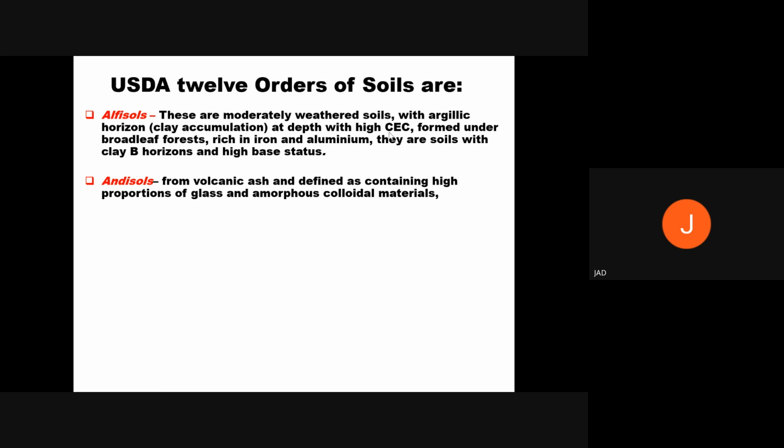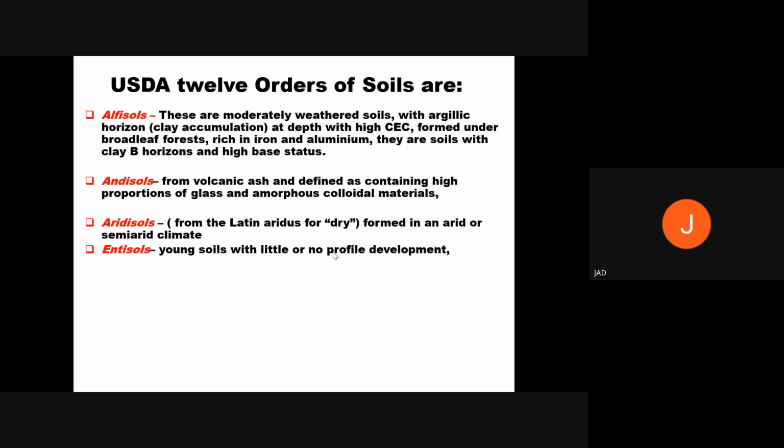Then we have andisols. These are formed from volcanic ash and defined as containing a high proportion of glass, then amorphous colloidal materials. Then we have aridisols. The word is derived from arid. That tells you that this type of soil forms under dry environmental conditions. Then we have the entisols. These are very young soils.